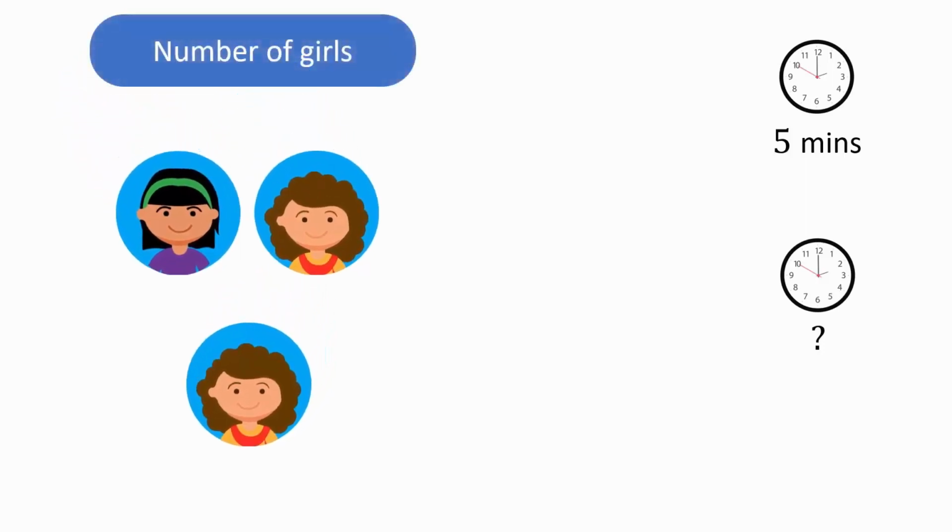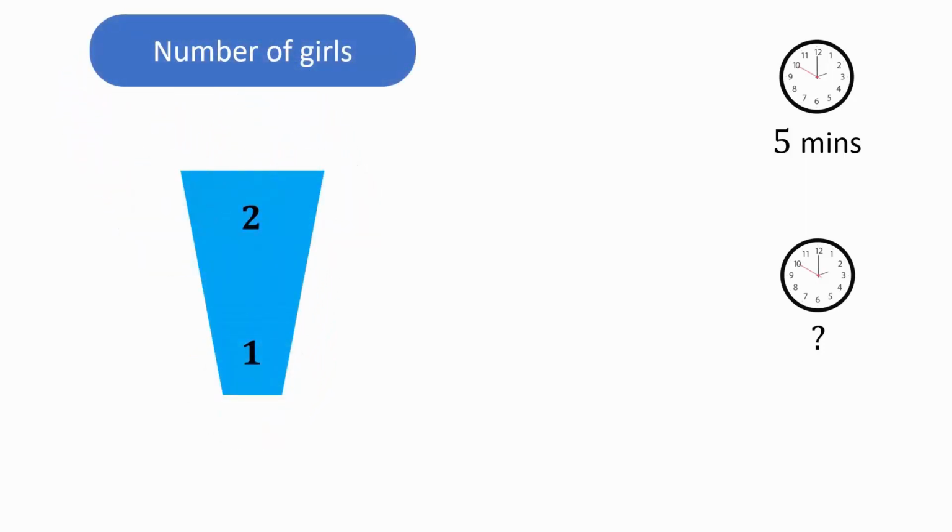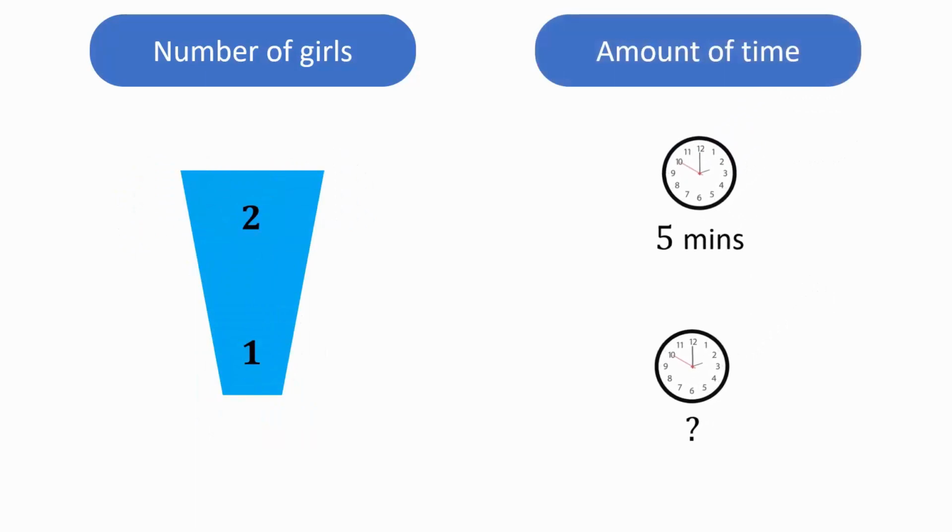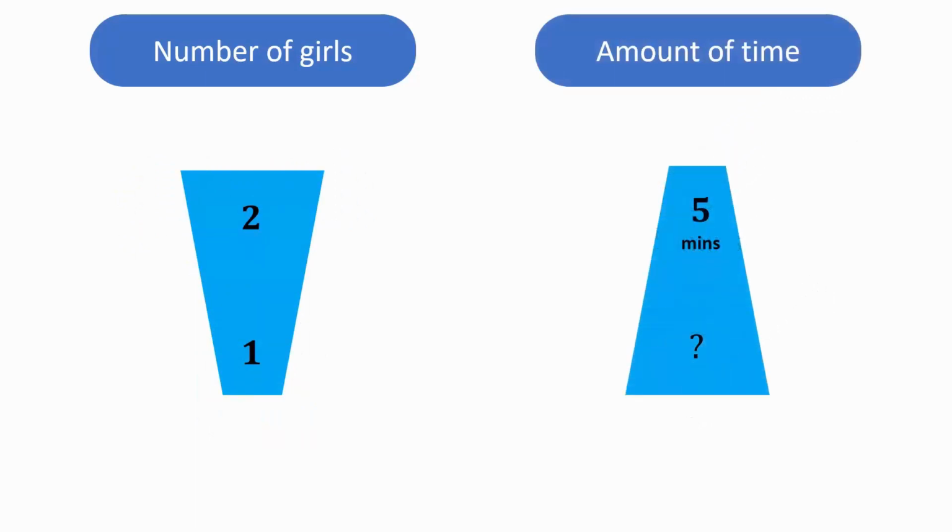simplify the problem by writing out the number of girls on one side and the amount of time on the other as shown. If the number of girls is halved, the amount of time is doubled. Therefore, we will multiply 5 by 2. By this calculation, it will take 10 minutes for one girl to eat a slice of watermelon.